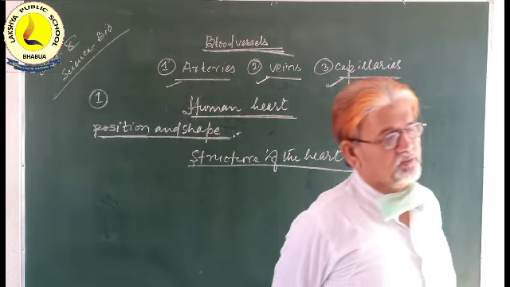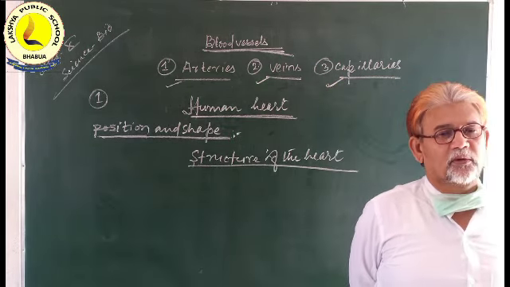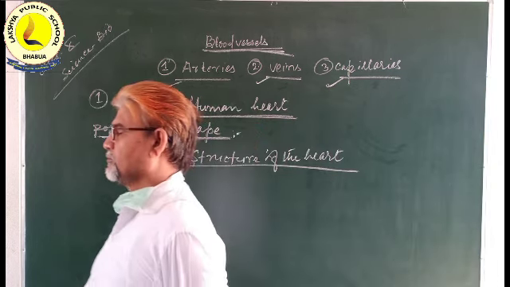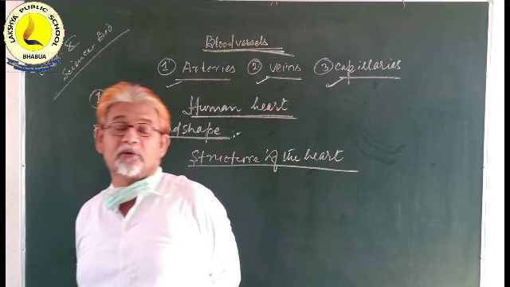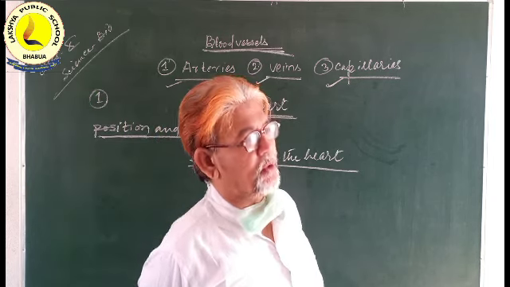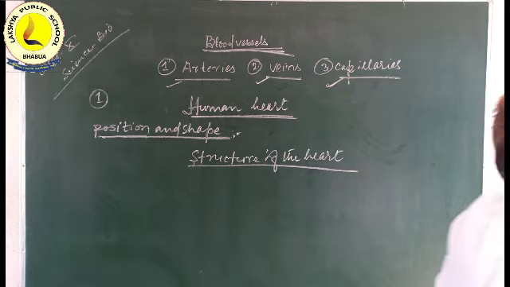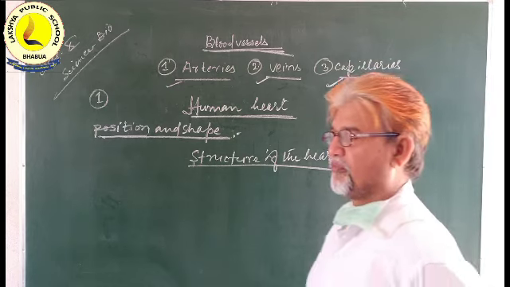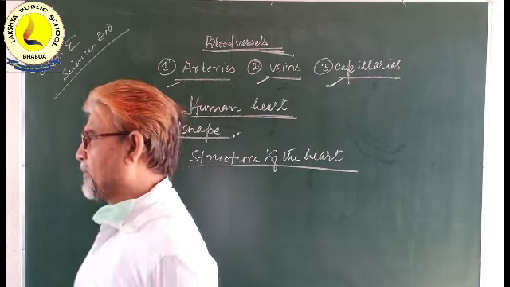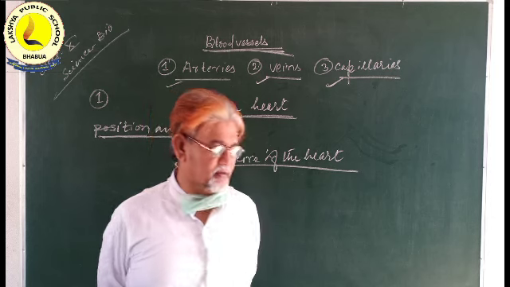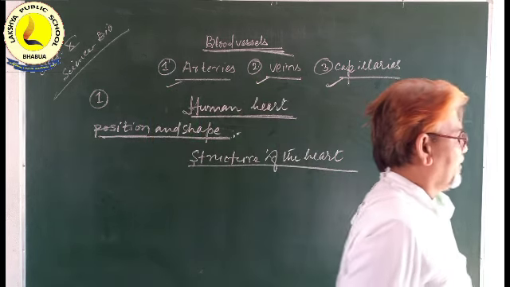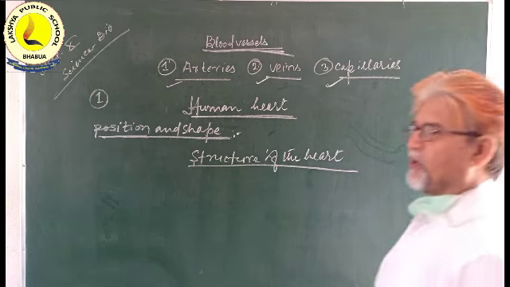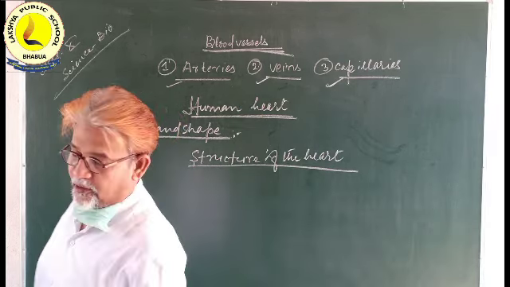My dear students, the human heart is very unique. How is it unique? Because in the human heart, the oxygenated and the deoxygenated blood remain separate. In the human body, there is a double circuit circulation. Therefore, the oxygenated and the deoxygenated blood remain separate.